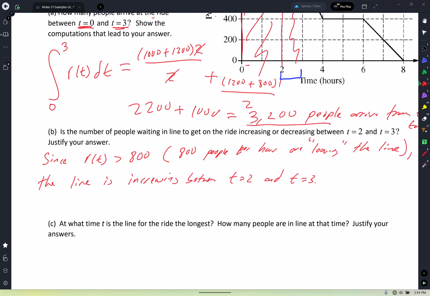Does that make sense, guys? If it doesn't make sense, let me know because I can't read mine. Since the rate is bigger than 800, why is 800 such a big deal? Because there's 800 people per hour that are leaving the line because they're getting on the roller coaster. The line is increasing between t equals 2 and t equals 3. Done. I think that's full credit right there, guys. What do you guys think?